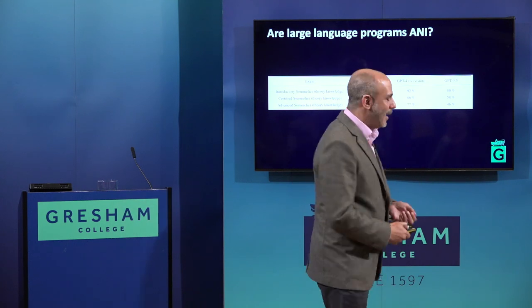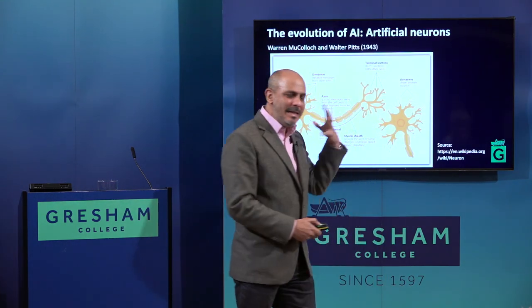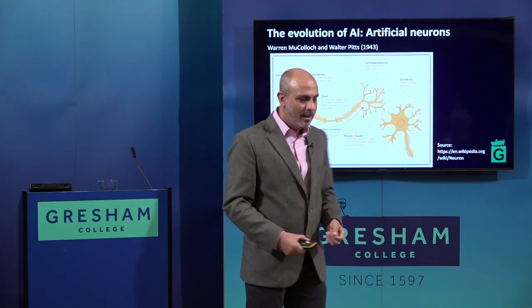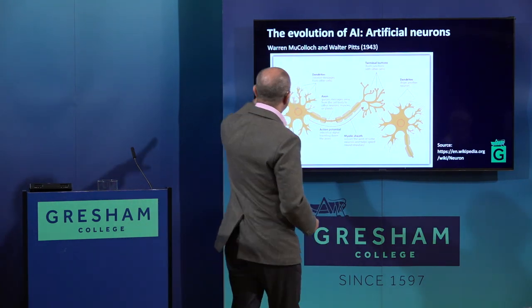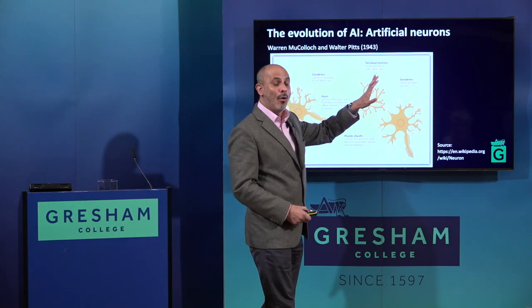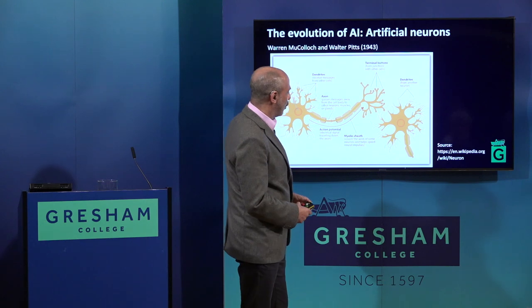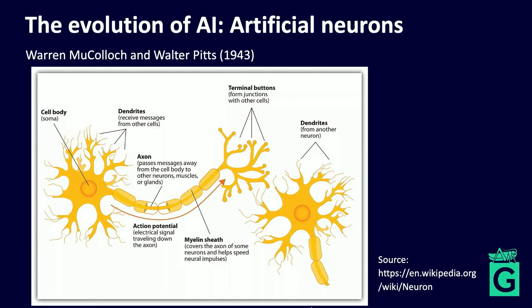Okay, so how do you develop this kind of model? The idea goes back to the 1940s. It's an idea McCulloch and Pitts came up with in 1943. What they asked was, how does the brain actually do something? How do you decide to do something as a human being? So this was their model of how the brain works.